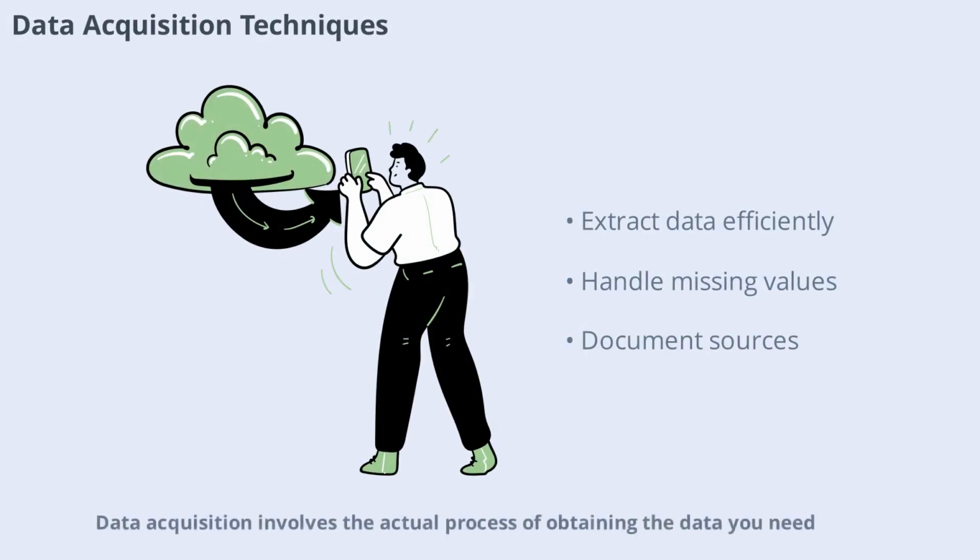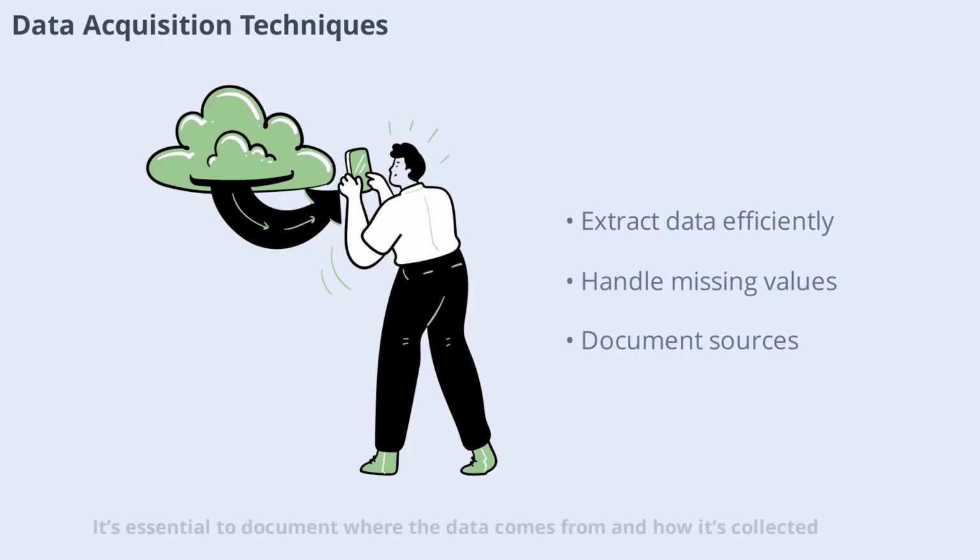Data acquisition involves the actual process of obtaining the data you need. This could mean extracting data from databases, scraping websites, or integrating with APIs. Each technique has its own challenges, such as dealing with missing values or inconsistent formats. It's essential to document where the data comes from and how it's collected. This transparency helps with future analysis and ensures the data can be trusted.